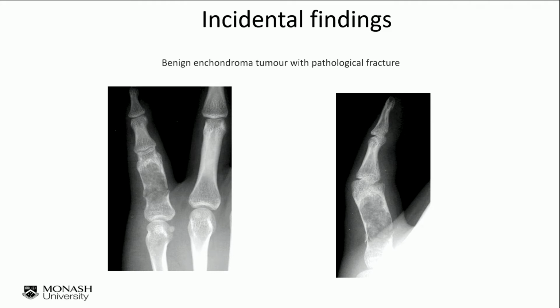Sometimes there may be incidental findings. So when we look at this image, we can see that the bone looks very different. It's lost some of the density, so it's become very loosened. And on the image, you can see that there is a loosened line running through, and that indicates that there is a fracture. However, that fracture is because of a pre-existing condition, and the pre-existing condition in this case is a benign enchondroma tumor, in the end resulting in a pathological fracture.